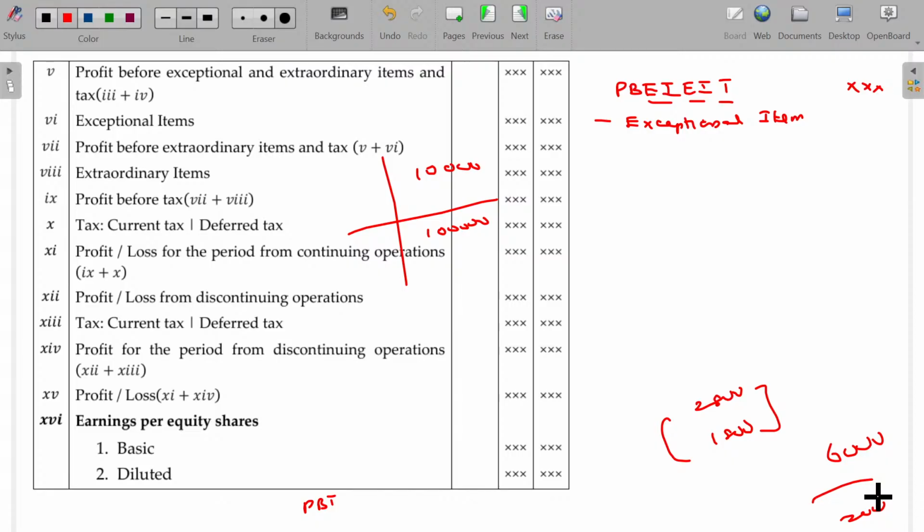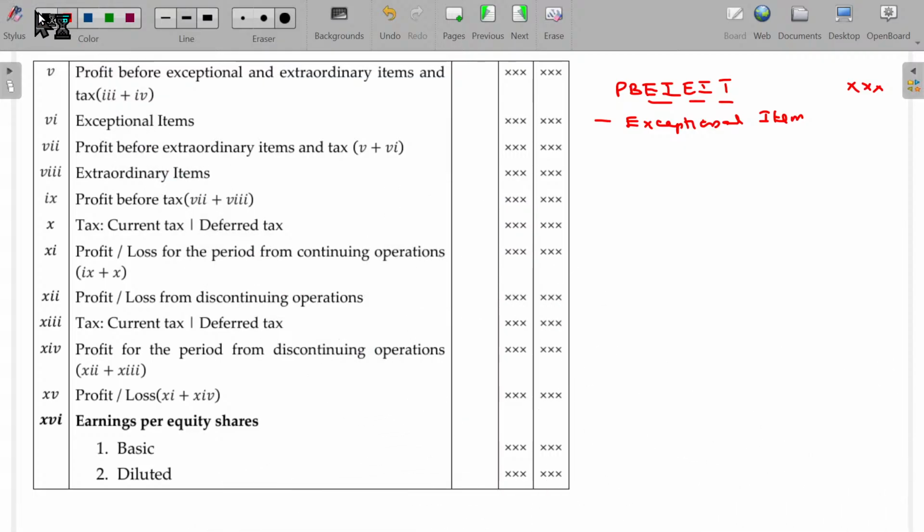Extraordinary, which is not usually happening in your organization, like an earthquake happened and a subsidy given by the government is taken by the company. Those things are extraordinary. Many will study that later on along with the accounting standards. So you have to subtract the exceptional item. Then the value you get is the profit before extraordinary item and tax. Now you have to subtract extraordinary item. You'll get profit before tax.